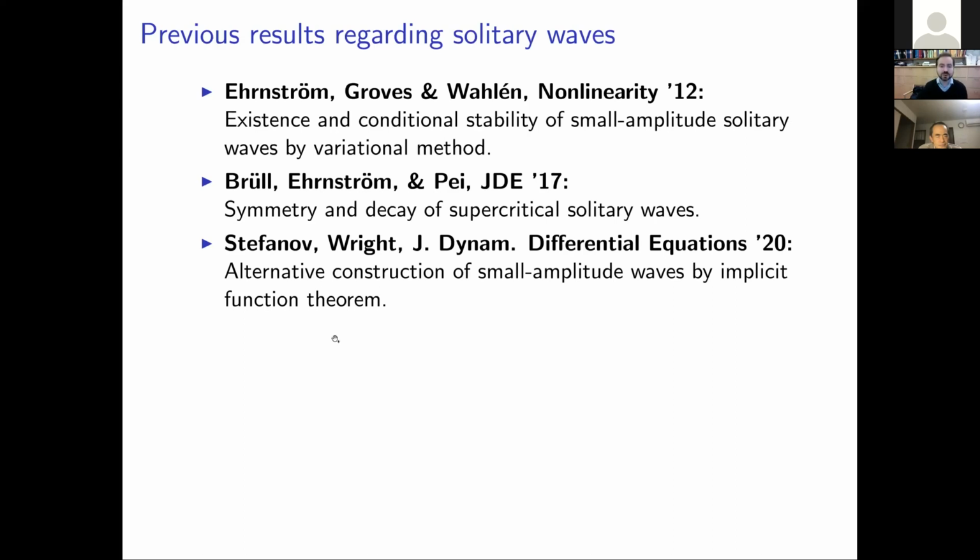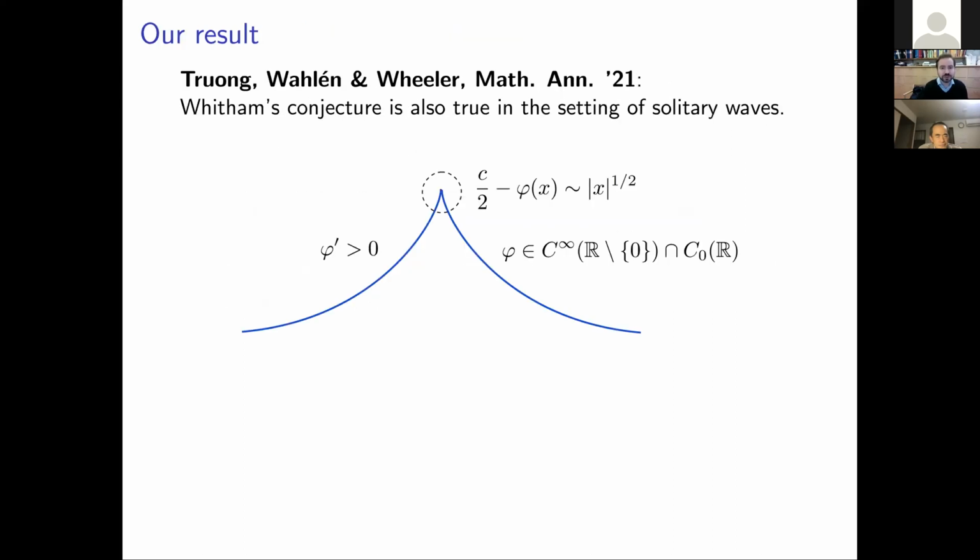Okay, and there's also an alternative existence proof using the implicit function theorem for small amplitude solutions. But what I want to focus on is primarily large amplitude solutions. So this is a joint paper with, as I think I already said, Chen and Miles Wheeler, which was published this year. The main result is that we proved that Whitham's conjecture is also true in the setting of solitary waves.